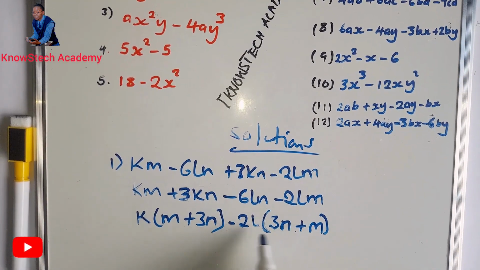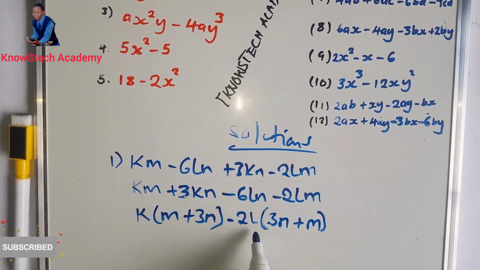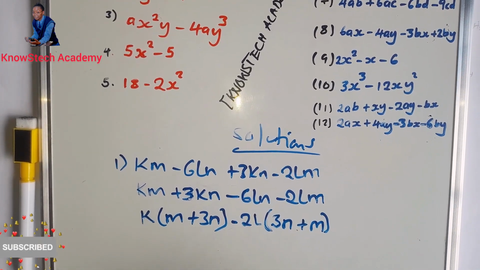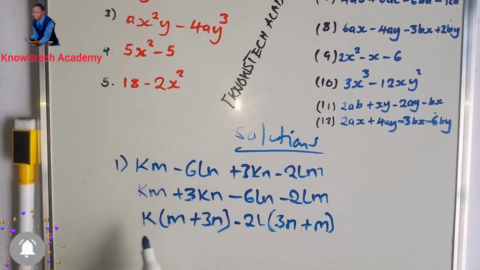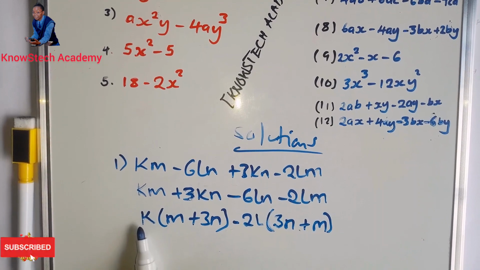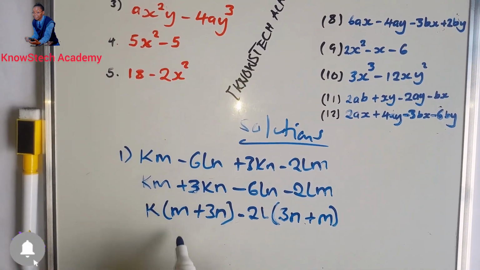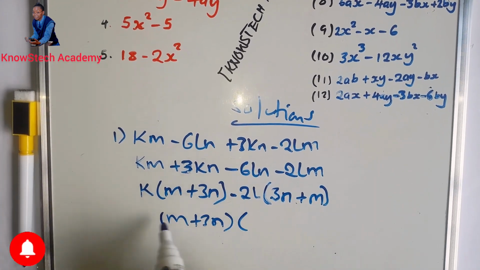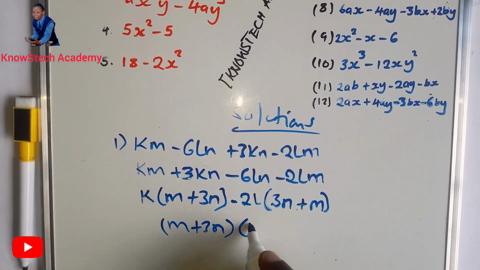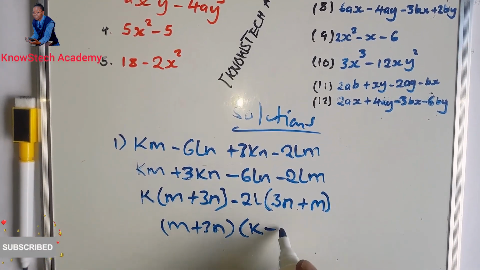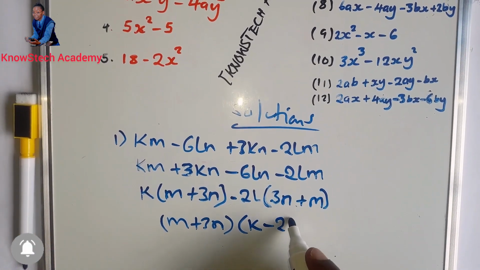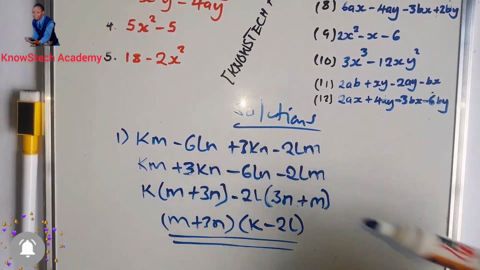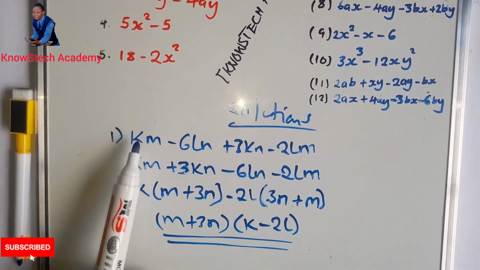If you look at what is in the bracket here, it's just the same. It's just the position that is different, but they are just the same, which tells us that we are doing the right thing. So the last step is, we have two terms. We have this and this one. So what is common here is m plus 3n in brackets, open bracket, whatever is outside this side, put it inside as k minus this, which is 2l. And this is the answer. We've factorized this question completely.